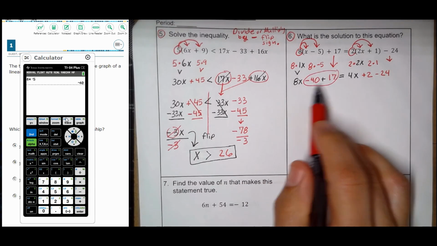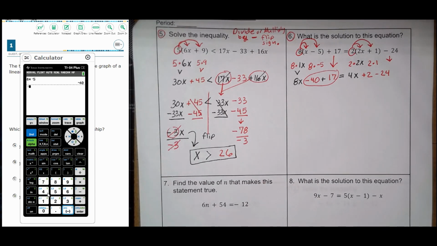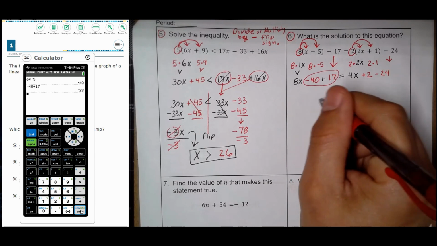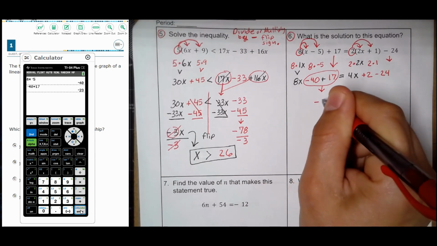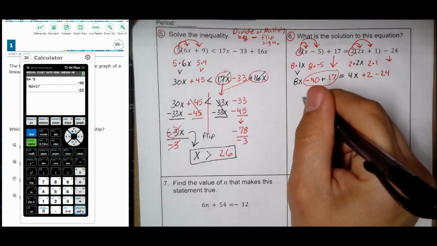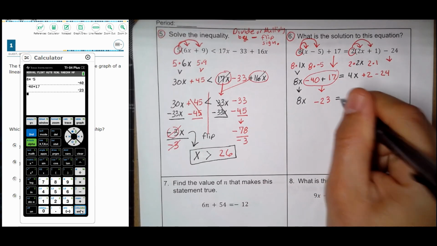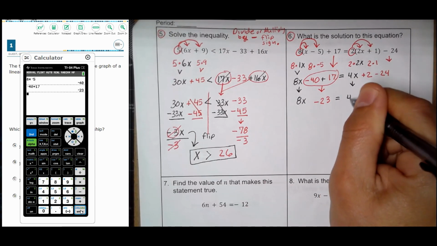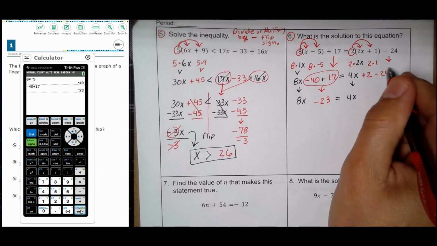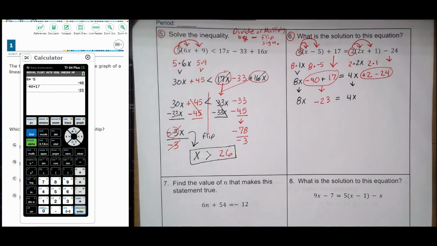So I'm going to combine the -40 and the 17. So I have -40 plus 17. Hit enter and it gives me -23. So I'm going to go ahead and write down here -23. I'm just simply going to bring down my 8x. The arrows are just showing you that I'm just sliding it down. And this is equal to, I'll bring down my 4x. And we want to go ahead and combine the positive 2 and the -24. So let me do positive 2 plus -24. And it gives me -22.